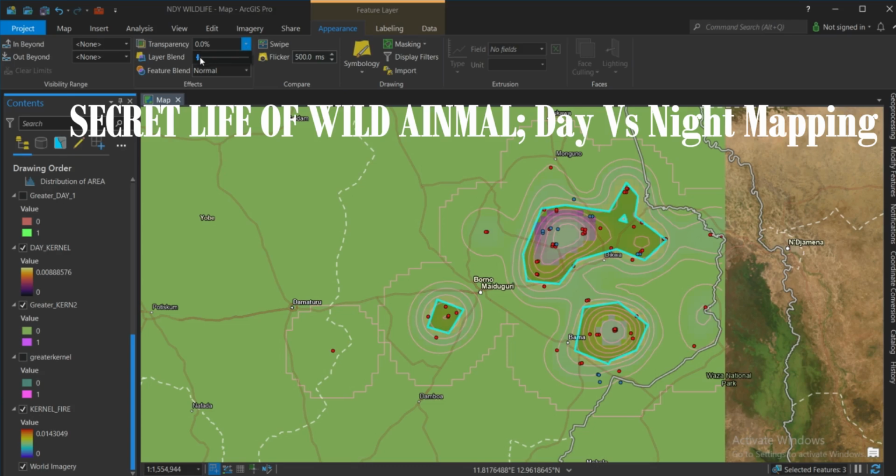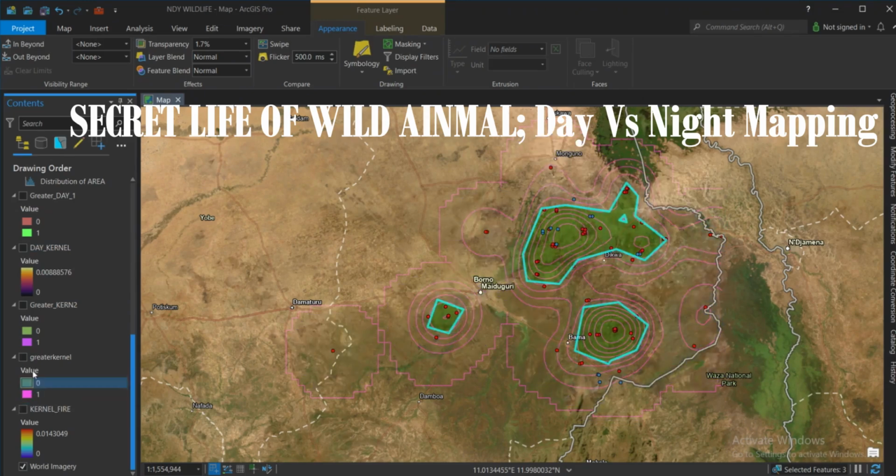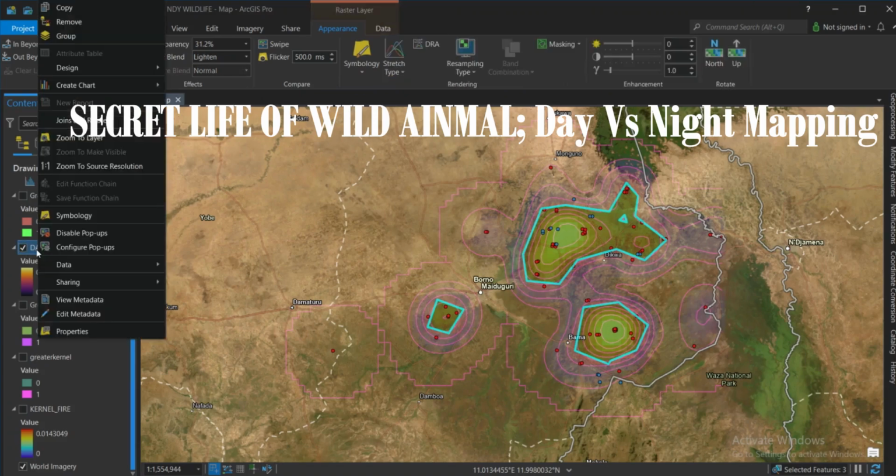So let's make it a little lighter, transparent. So you can see more portions. The habitat where most animals are most likely to be adapted to the environment.